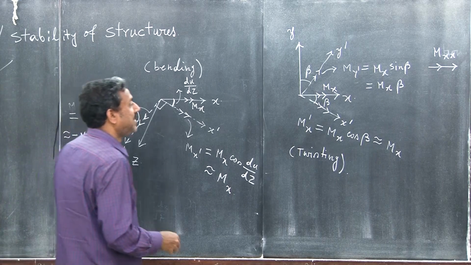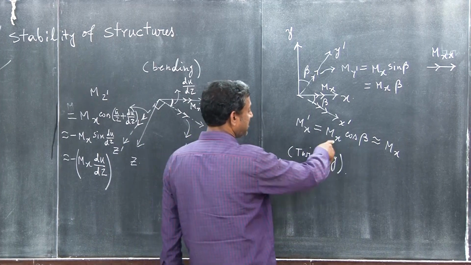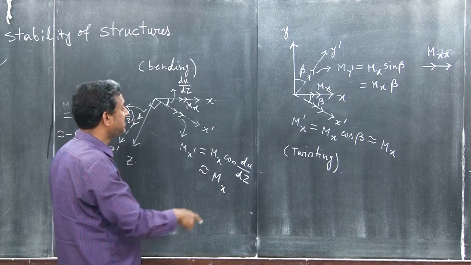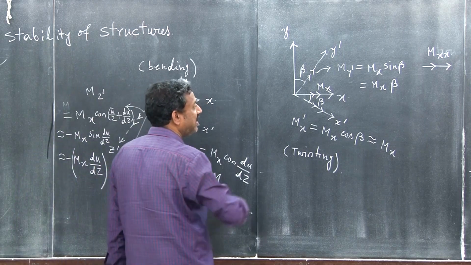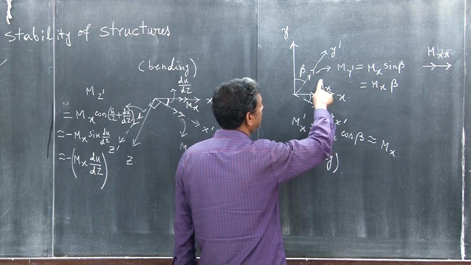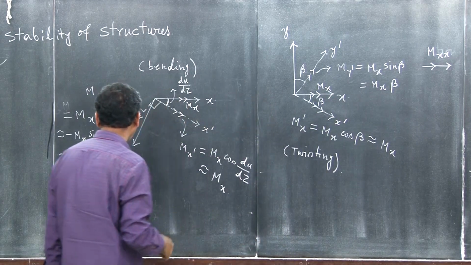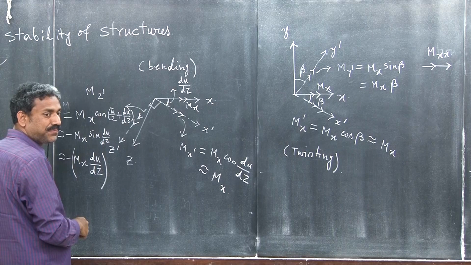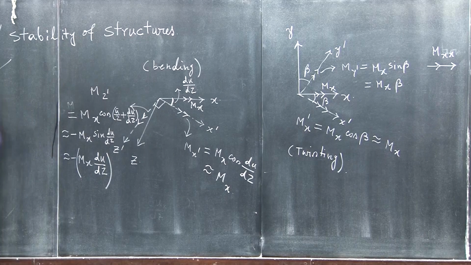Now you see, even in the deformed configuration, when x is coming to x dot, Mx dot is not going to change. Mx dot is Mx in both the cases, right? Because there is a common x axis, x dot axis. But what is happening is that there is a twisting moment that is coming. There is this moment, My dot, which is Mx into beta, right? And then we have another twisting moment that is coming, which is Mx du dz, right? Okay.